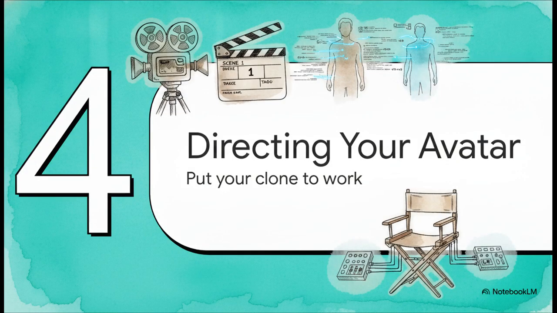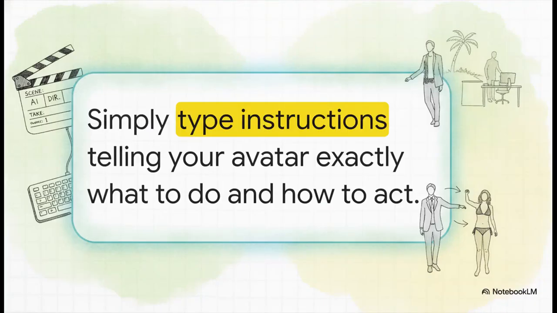It's time to put your clone to work. Once your setup is totally done, you're greeted with a simple text prompt box. It literally just asks you to tell your avatar what to do. No complex coding, no advanced video editing needed. You literally just type out your instructions in plain, everyday language. You are the director here, and this prompt box is how you give instant instructions for your avatar's actions, their wardrobe, and even the exact setting they're standing in.